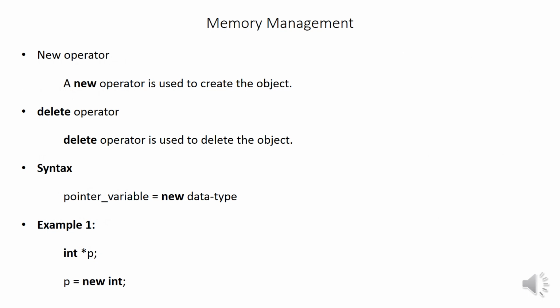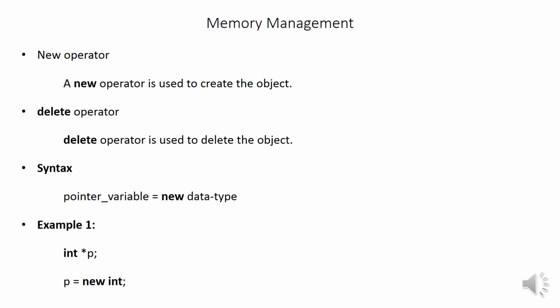The example of the new operator: int asterisk p is equal to new int, p is the variable name, and here we have to allocate integer type of memory. A new operator is used to create the object, means here we have to create the object. In that example, p is the object which has an integer data type that stores the integer type of data into the memory.